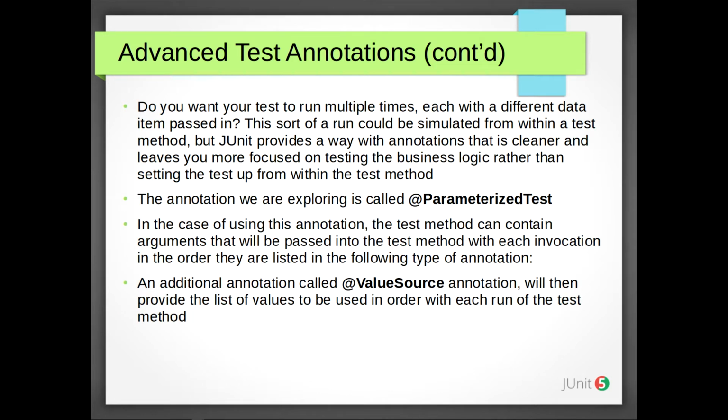Do you want your test to run multiple times, each with a different data item passed in? This sort of run could be simulated from within a test method, but JUnit provides a way with annotations that is cleaner and leaves you more focused on testing the business logic, rather than setting up the test from within the test method. The annotation we are exploring is called @ParameterizedTest, and I am going to make a 10-second pause for you to write it out.